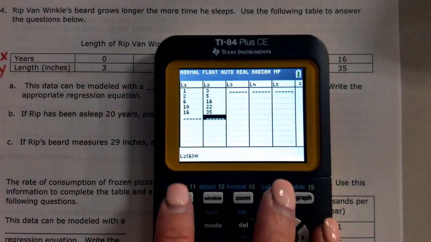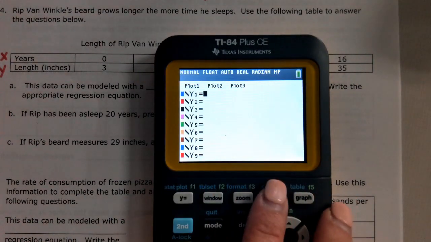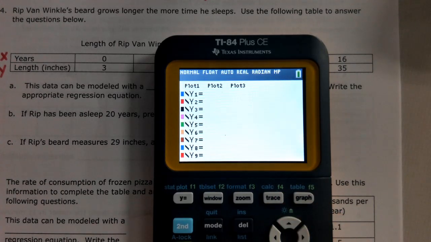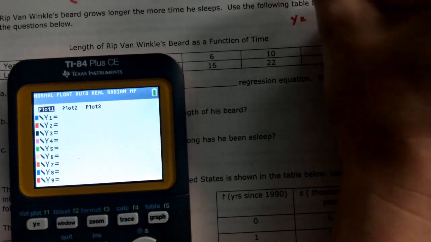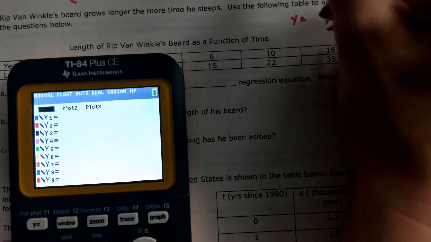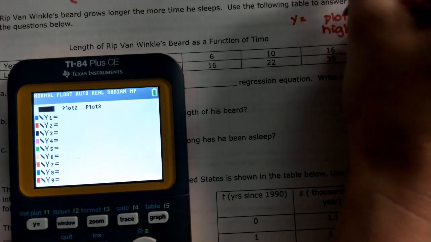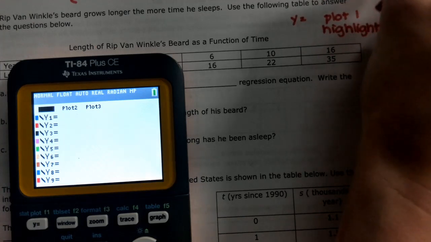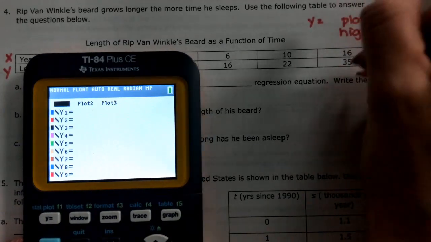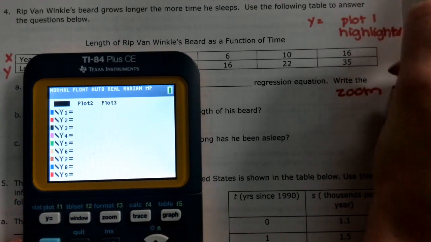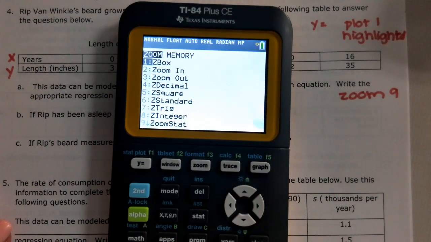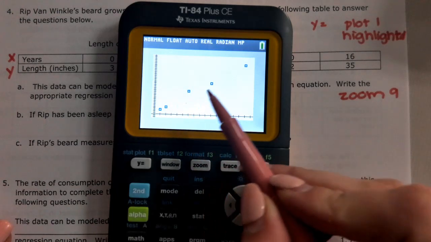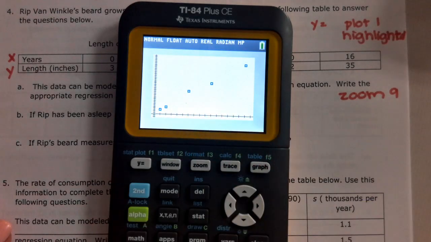The first thing we're going to do is look at it. To look at it, you click Y equals, and you make sure that your plot 1 is on. So Y equals, plot 1 highlighted, and then you click zoom 9. This will help you look at the graph and see what shape it is. Zoom 9. So looking at this, I'm going to guess that it's a straight line.